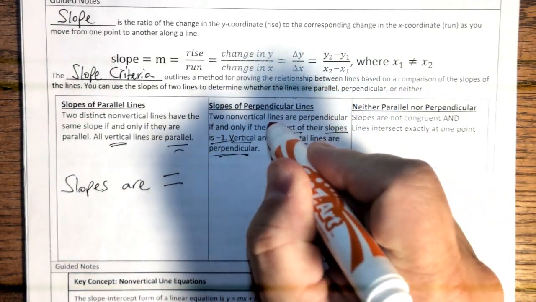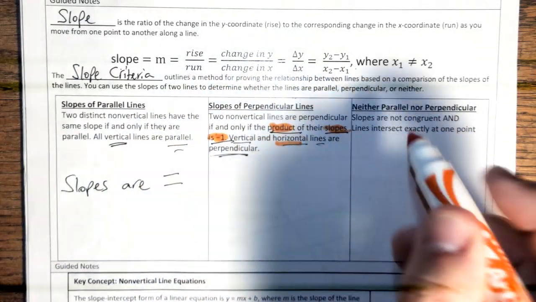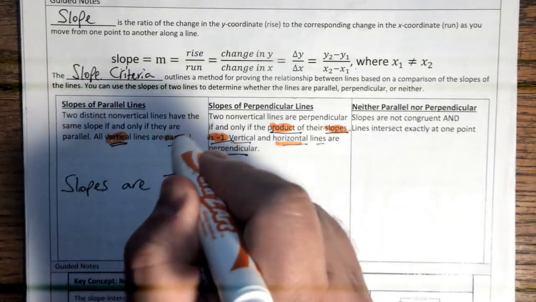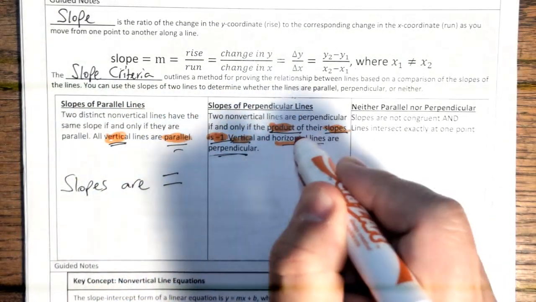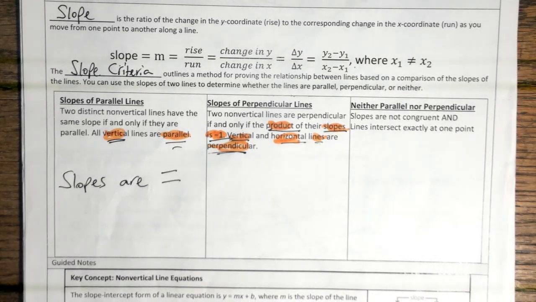The product of their slopes is -1. Vertical lines are parallel, and vertical and horizontal lines are always perpendicular. All right, neither parallel nor perpendicular. So slopes are non-congruent, and the lines intersect at exactly one point. And so neither, when we look at the slope, they won't be equal, and their products won't equal -1.